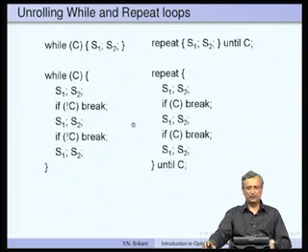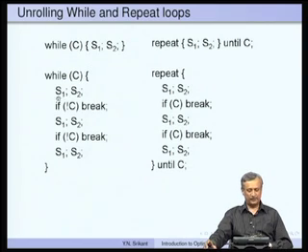Unrolling while and repeat loops is similar. For example, we have while C S1 S2, so 2 statements in a while loop, and repeat S1 S2 until C is the repeat loop. If the while loop is unrolled, again let us say 3 times, we have 3 instances of S1 and S2 here. The only problem here is we do not know whether the condition C will hold true after one iteration, 2 or 3 iterations.